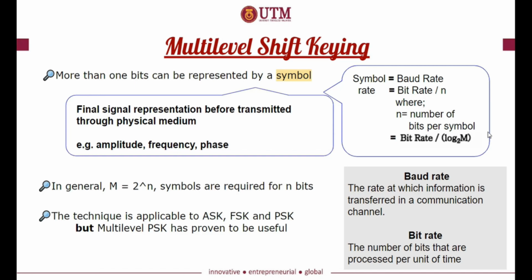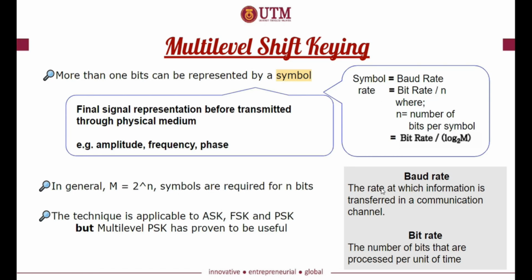Now, I will explain about multi-level shift keying. For multi-level shift keying, more than one bit can be represented by a symbol. So what is a symbol? A symbol is the final signal representation before being transmitted through a physical medium. For example, amplitude, frequency, and phase.